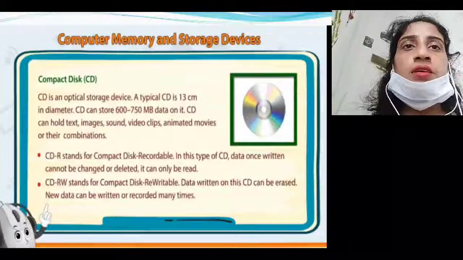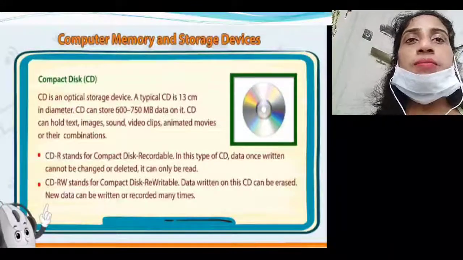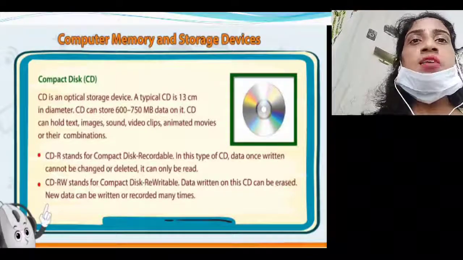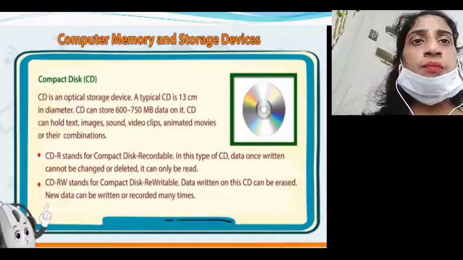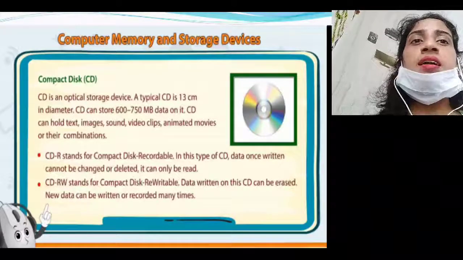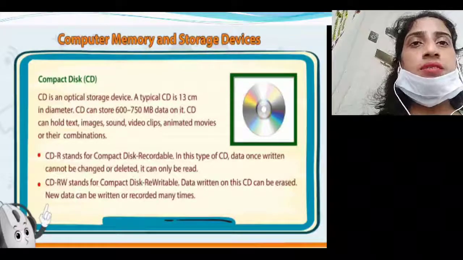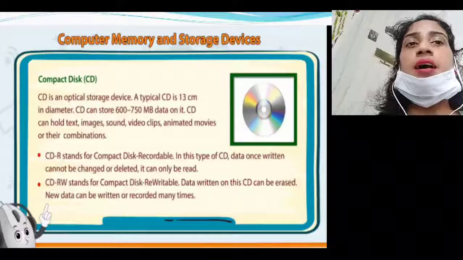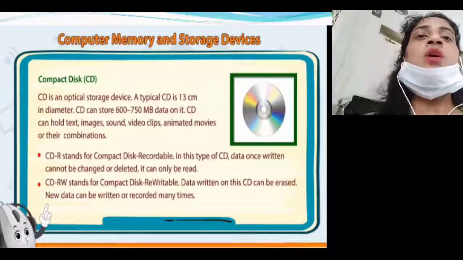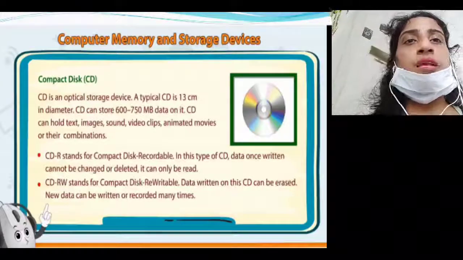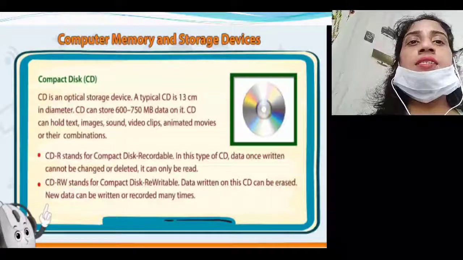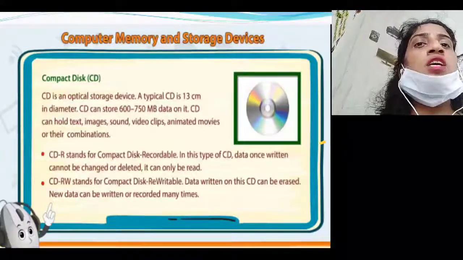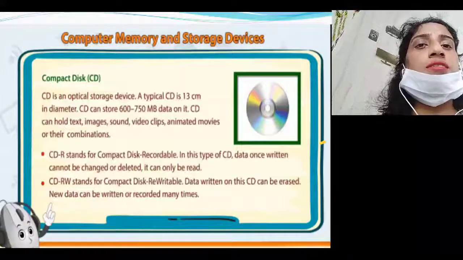The next secondary memory is the compact disk, called the CD. A CD is an optical storage device. A typical CD is 13 cm in diameter. A CD can store 600 to 750 MB of data. MB means megabyte. A CD can hold text, images, sounds, video clips, animated movies or their combinations.